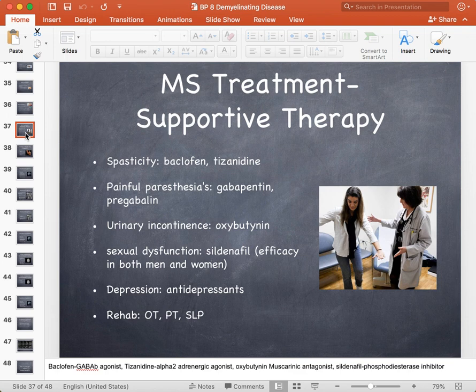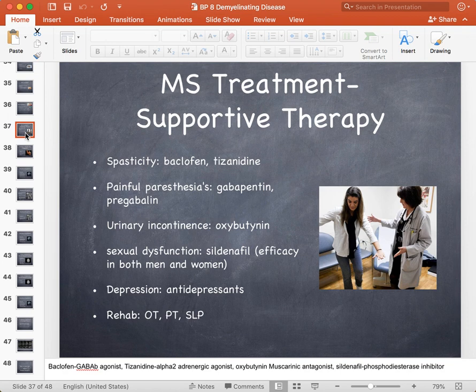Sexual dysfunction, when I looked at the data here, is actually treated with sildenafil, which has efficacy for both men and women, even though we sometimes think of it as just a tool for male sexual dysfunction. Antidepressants for depression, and then our colleagues in OTPT and speech language pathology are really comfortable taking care of people with MS because they have so much experience with them.